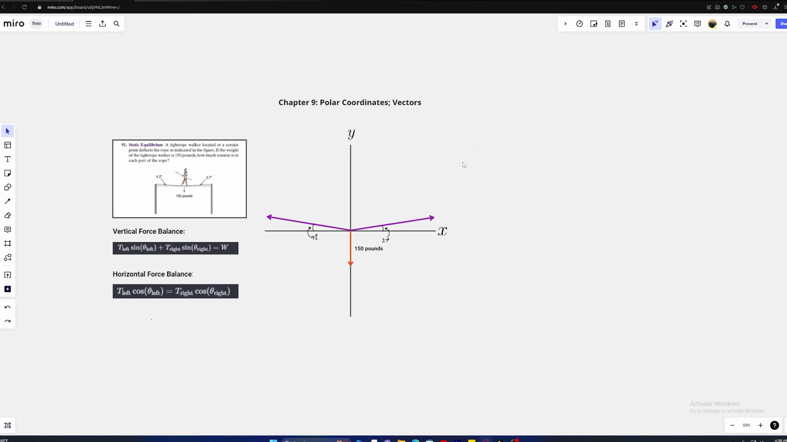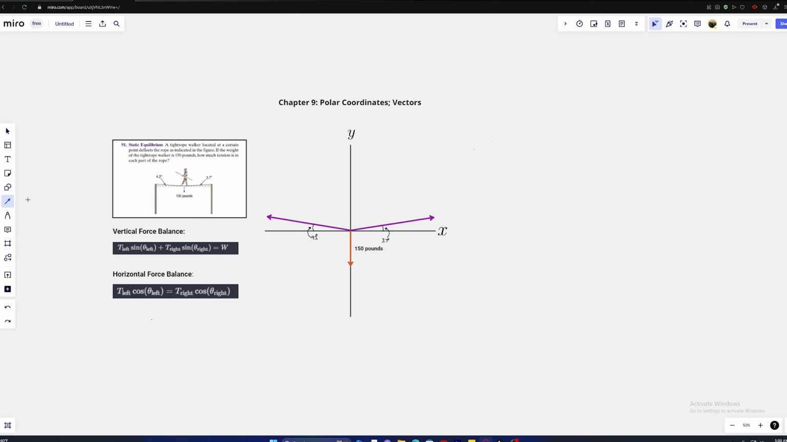Question 91. Static equilibrium. A tightrope walker located at a certain point deflects the rope as indicated in the figure. If the weight of the tightrope walker is 150 pounds, how much tension is in each part of the rope? Since the question is telling us that the tightrope walker is in static equilibrium, we know that there is a balance here between the horizontal force and the vertical force.